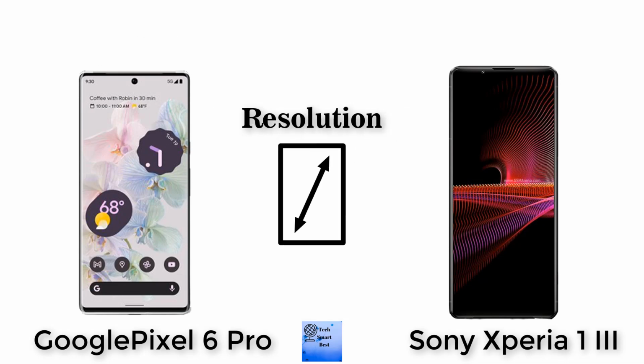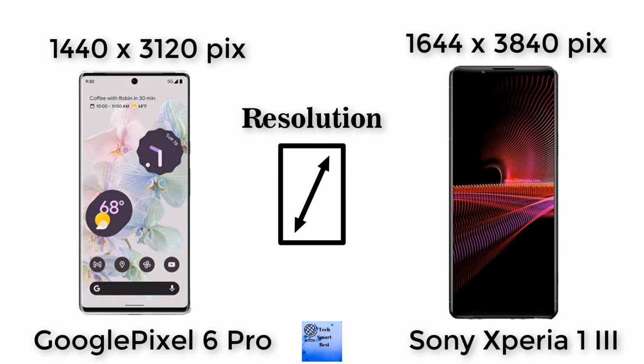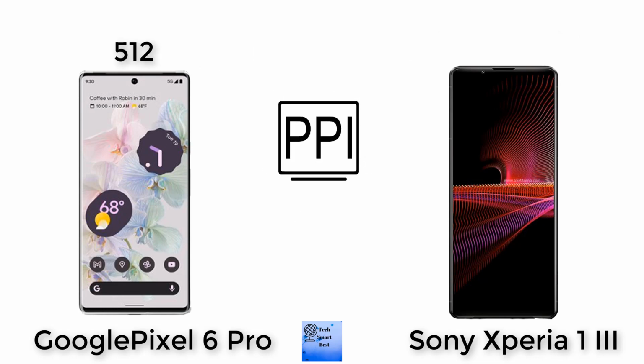Now I am telling about the resolution of the display. The Google Pixel 6 Pro is 1440 by 3120 pixels and the Sony Xperia 1 Mark III is 1644 by 3840 pixels. The PPI density of the display of the Google Pixel 6 Pro is 500 and the PPI density of the display of the Sony Xperia 1 Mark III is 643.